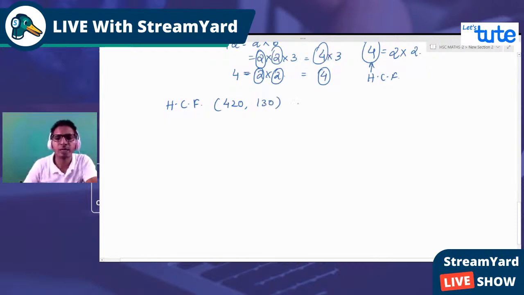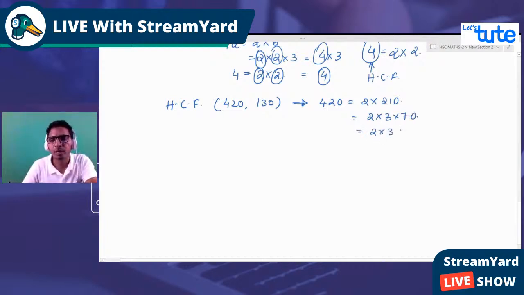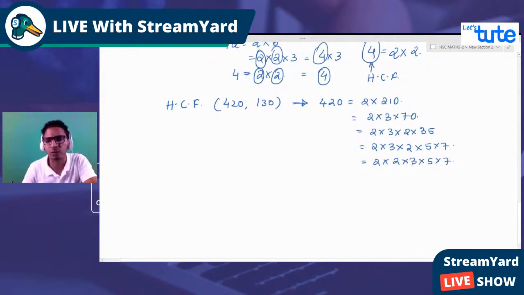In the general way, how do you find the highest common factor? First of all, we find the factors. For 420, I can write 2 into 210, and that can be written as 3 into 70, and then that can be written as 2 into 35. So 2 into 3 into 2 into 5 into 7. Basically we can write this as 2 into 2 into 3 into 5 into 7. These are the prime factors for 420.